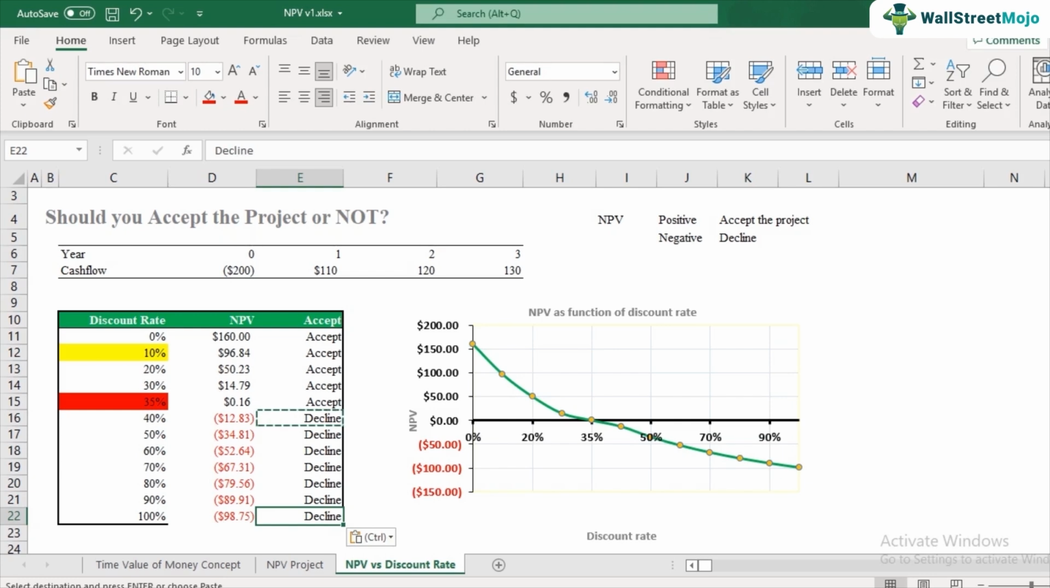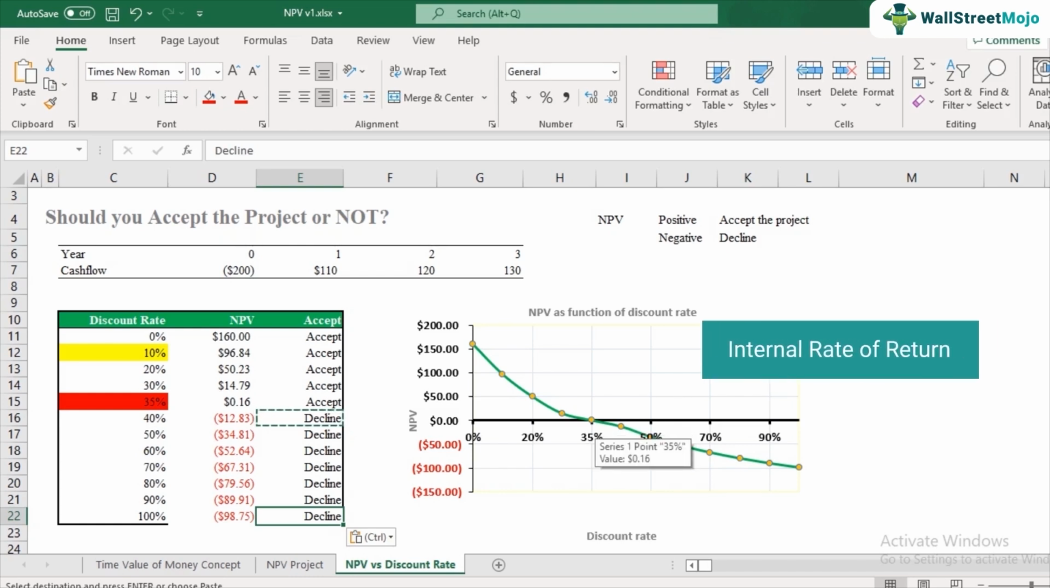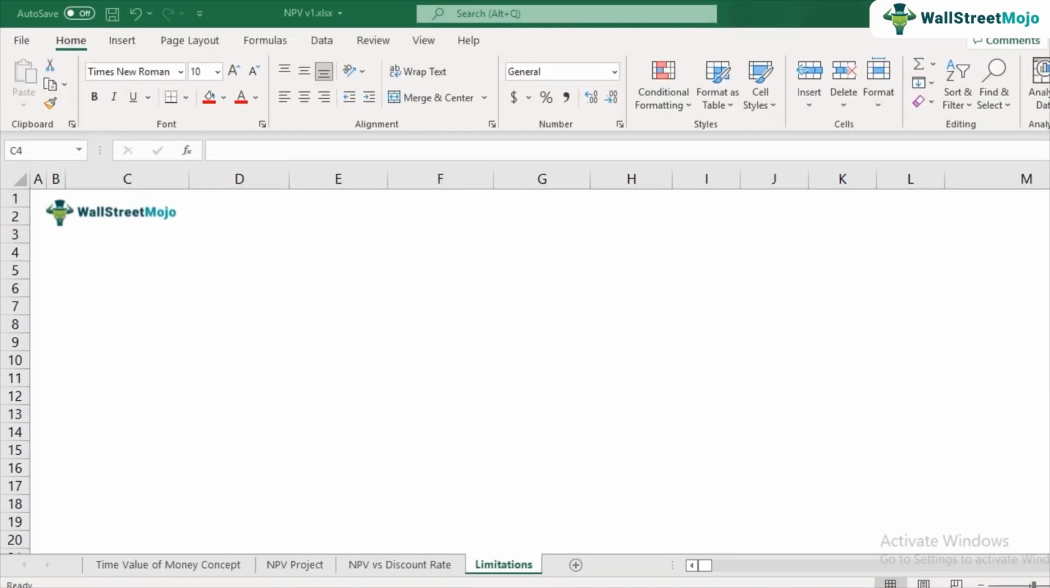So by the way, the point at which your NPV becomes 0, that's called the internal rate of return. We will discuss this in a separate video in much, much more detail. But if you are curious to know, this is the point at around 35%. The internal rate of return of this project is 35%, and it is a point at which your NPV comes to 0. So finally, let us look at the limitations of NPV.